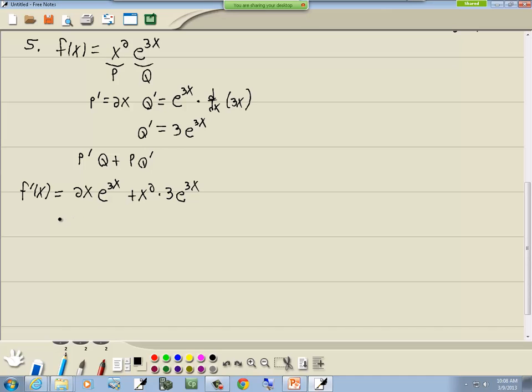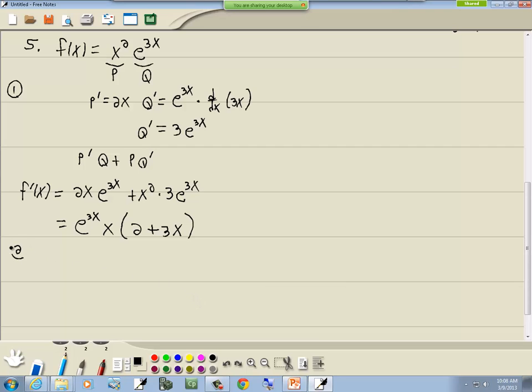Now, I notice they both have an e to the 3x, so this is still step 1. I could factor out what they have in common. And they both have an x, so I can factor that out. That x is gone, that e to the 3x is gone, so that leaves us 2 plus, that 3 is still there. That e to the 3x is gone, and one of these x's is gone, so that leaves us a single x.